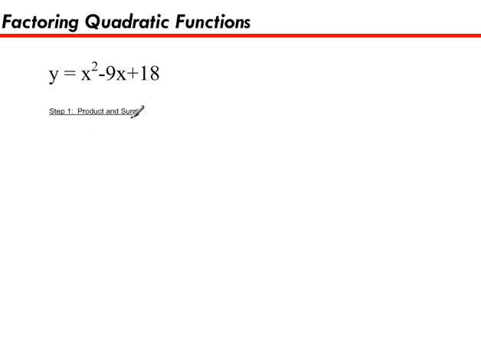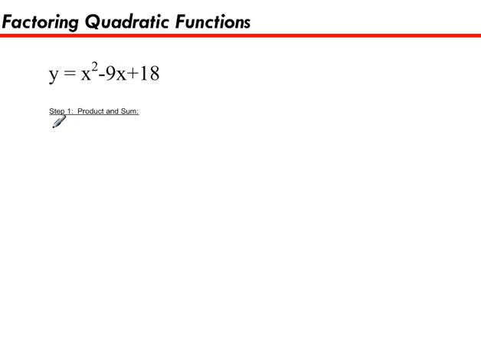Product and sum. Product means multiplication and sum means addition. We need to do a little bit of investigating of this equation. We need to come up with two numbers whose product, or multiplication, makes 18. So two numbers that multiply to make 18. Also, those two numbers have to sum, or add, to make this number.